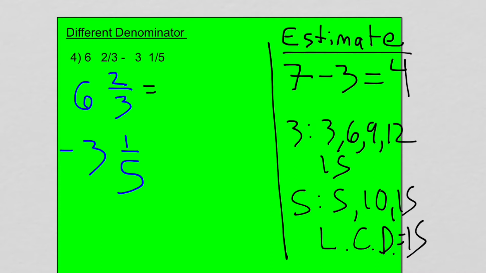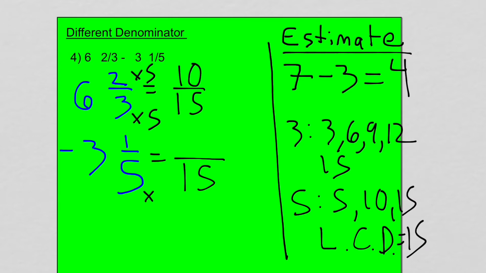So I will write both fractions with their lowest common denominator of 15. And I will now work out my equivalent fractions. 3 times 5 gives 15. So 2 times 5 gives 10. And 5 times 3 gives 15. So 1 times 3 gives 3.